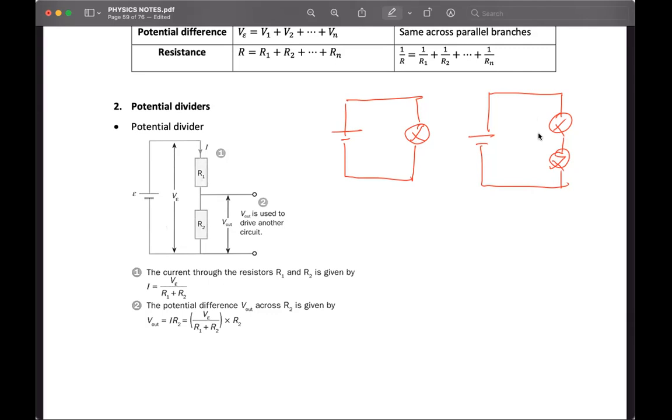Okay, Yu Ting says left. How about the rest of you? Which one will be brighter? Left or right? Okay, Xiao Xin says left. How about the rest of you? The one bulb will be brighter. Correct. Okay, why will it be brighter?